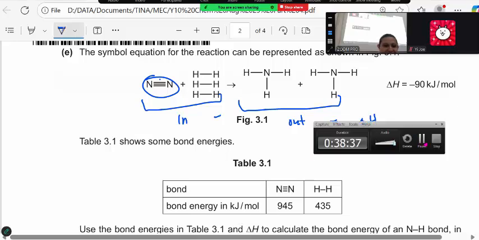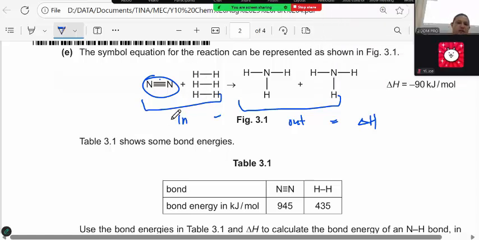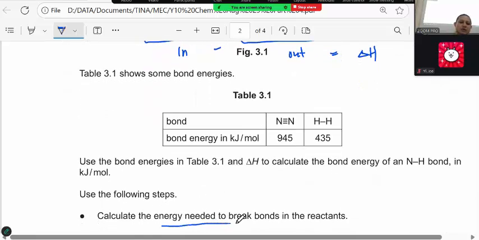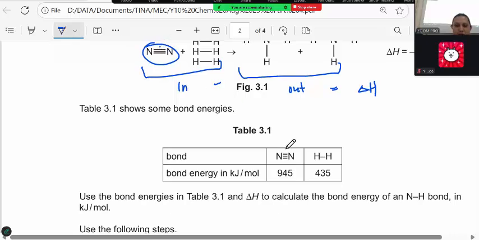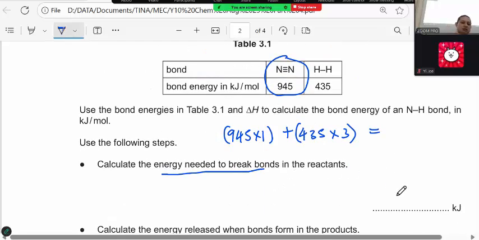Okay, wait. Let's see. So in minus out equals to enthalpy change. Calculate the energy needed to break the bonds. So N3 is this one. How many of this do you have? 1. So you take 945 times 1 plus HH bond is this here. How many of this do you have? 1, 2, 3. So you take 435 times 3. Total is how much? Okay. 2250 is the total energy in.